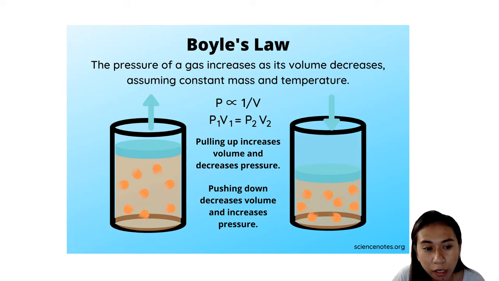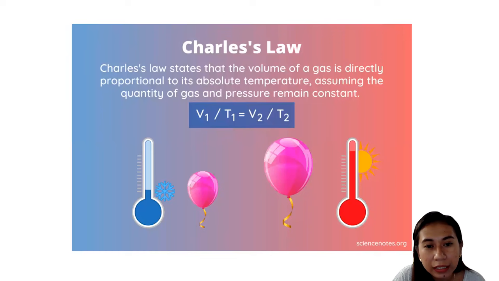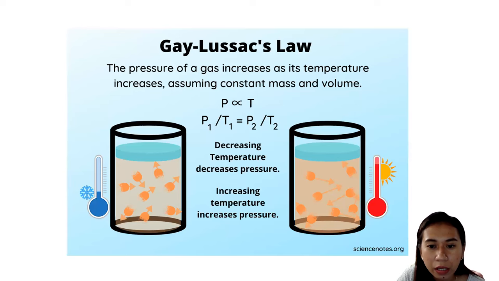Memorize this kung pwede. Isulat nyo to sa mga walls nyo para hindi nyo malimutan yung mga formulas. Then, Charles' law, of course. It states that the volume of a gas is directly proportional to its absolute temperature. Ang unit natin dito is Kelvin. Assuming that the quantity of gas and pressure remain constant. V1 over T1 equals V2 over T2. That's Charles' law. Then the Gay-Lussac's law, yung kanina, P1 over T1 equals P2 over T2. Pressure and temperature relationship. Okay?